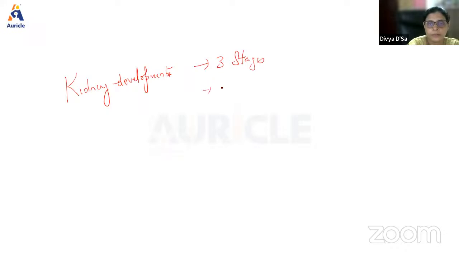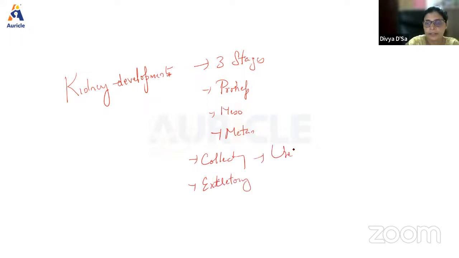So when we learn about kidney development, we need to know the three stages: the pronephros, the mesonephros, and the metanephros. And we have the metanephric kidney. Here you have to know the collecting part. The kidney will have the collecting part and the excretory part. The collecting part develops from the ureteric bud, which is formed from the mesonephric duct, whereas the excretory part is formed from the metanephric blastema.